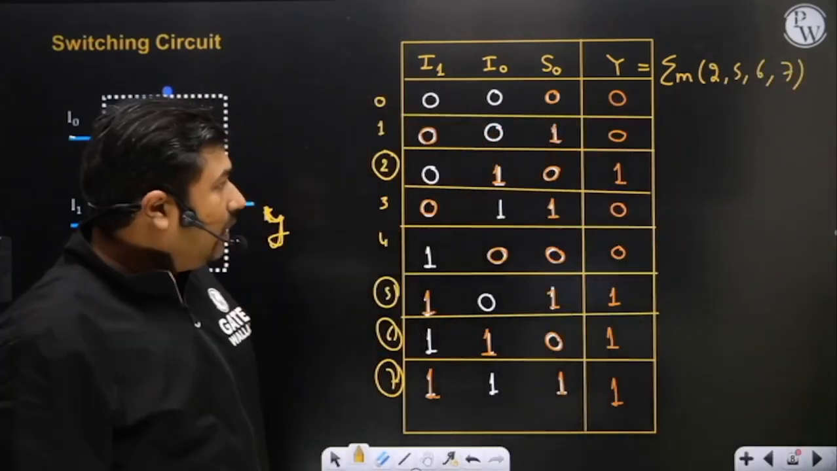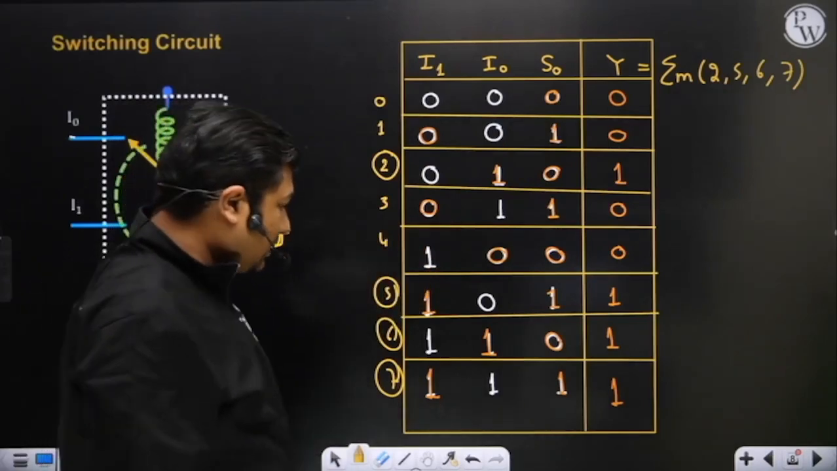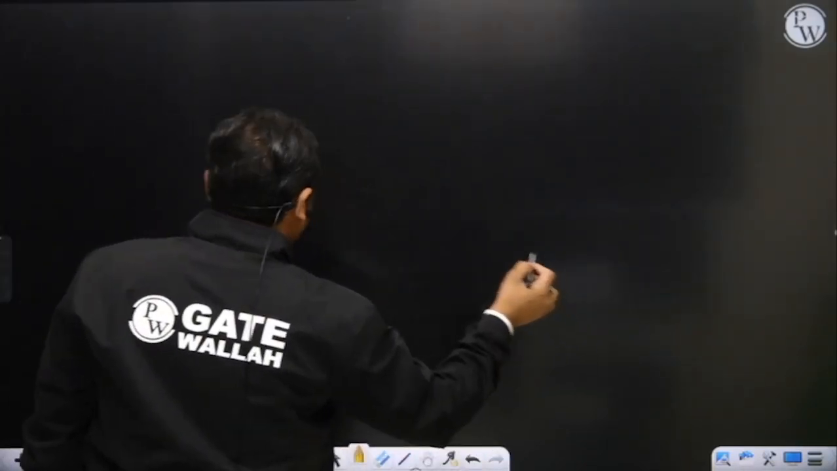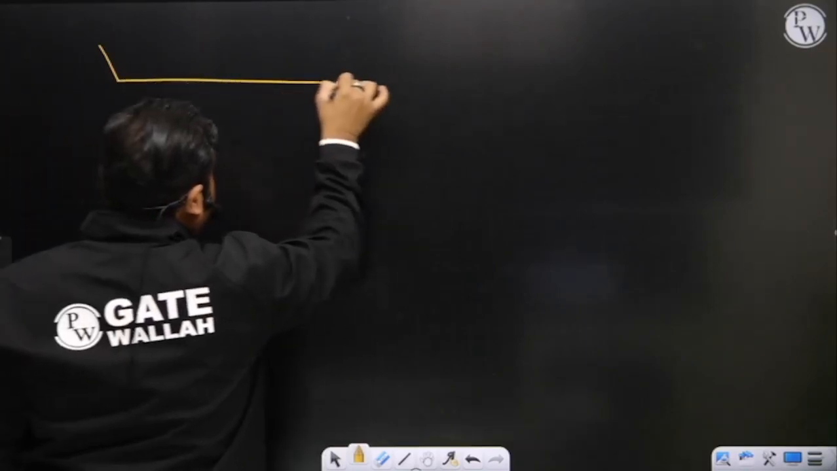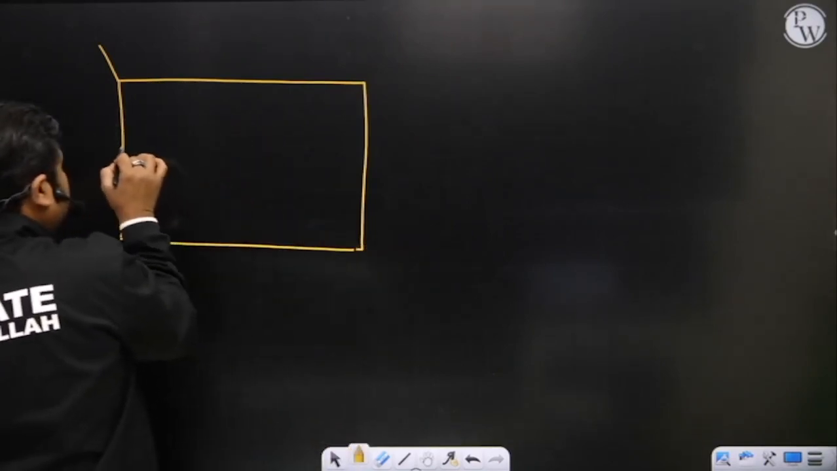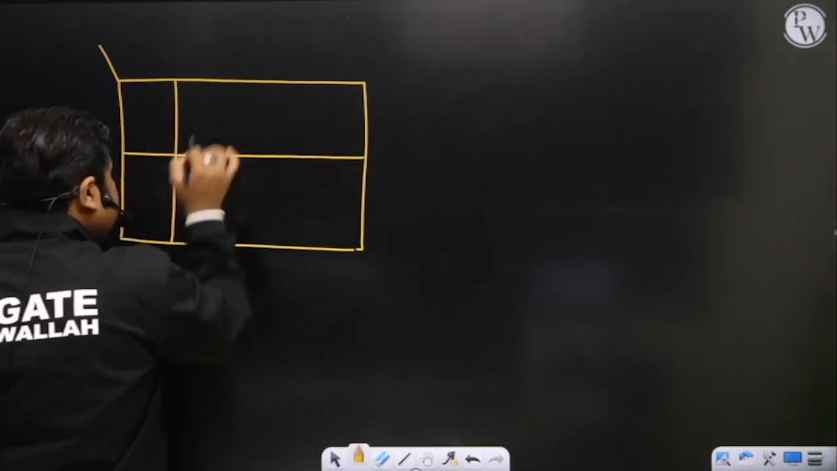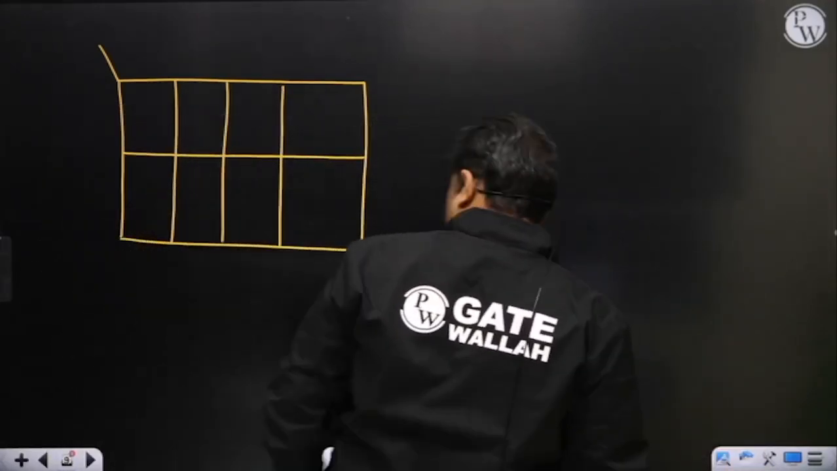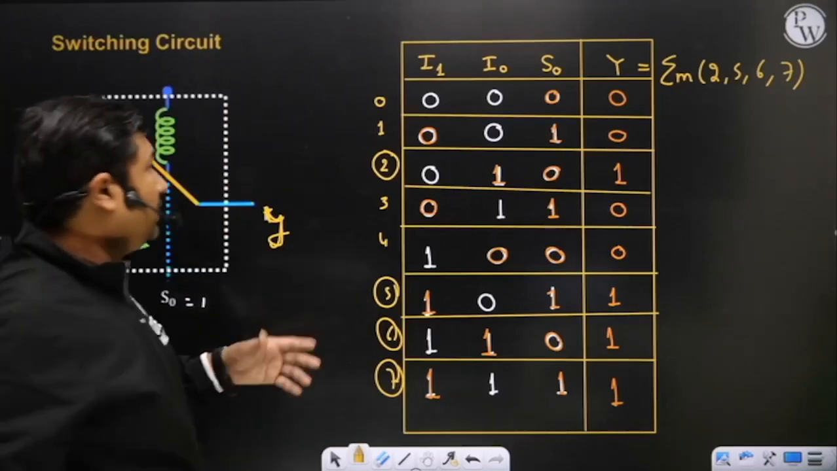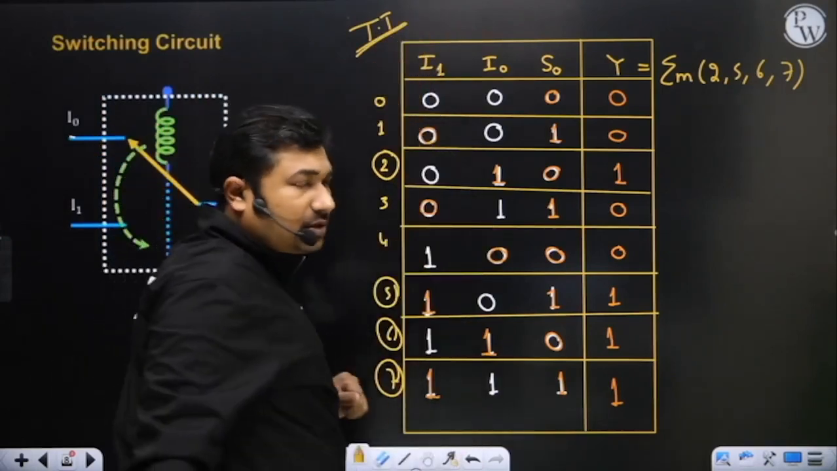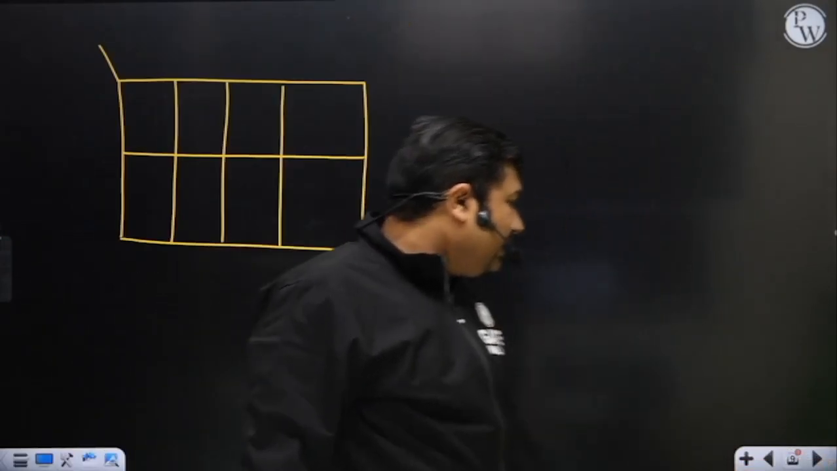Now, I am interested in writing the logical expression. I can use a K-map to get the minimized logical expression. Before implementing the logic circuit, we need the minimized expression. To design any combinational circuit, we follow the same sequence: first understand the input-output relationship, then write the truth table, then write the logical expression and minimize it.